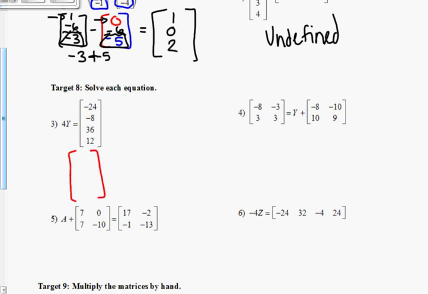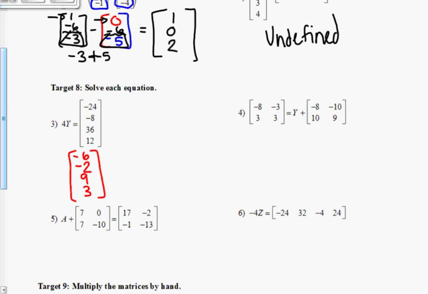So I'm going to solve that by dividing every number on the right-hand side by 4. -24 divided by 4 is -6. -8 divided by 4 is -2. 36 divided by 4 is 9, and 12 divided by 4 is 3. On number 4, we're looking at what matrix plus that matrix will give me the matrix on the left-hand side.